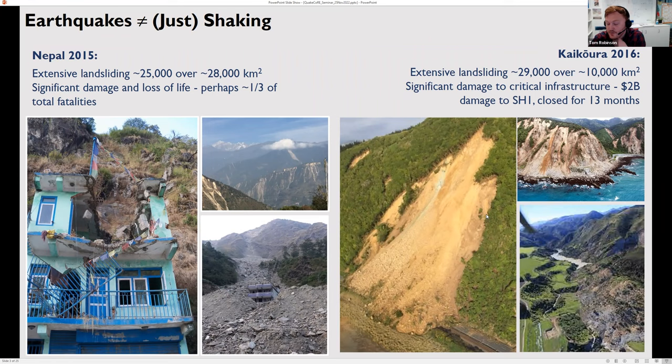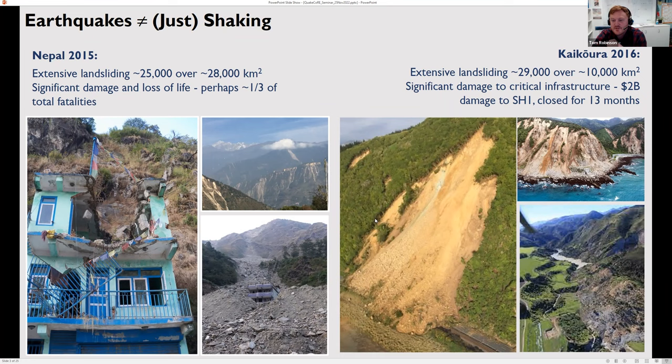I think Chris Massey and GNS's latest count is close to 30,000 landslides over about 10,000 square kilometers. And while we might not have had the fatalities that we witnessed in Nepal, we've got significant damage to critical infrastructure. Probably about $2 billion damage to State Highway 1, closed for 13 months. And so if we don't think about landslides, we miss a substantial portion of the picture.